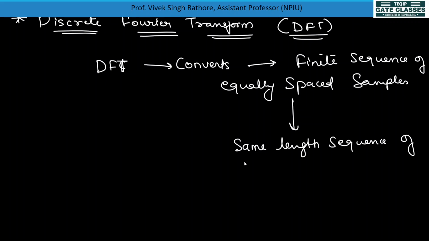of equally spaced samples. So this will be a function of frequency and this will be a function of time. So now what you are getting is that DFT is nothing but a transformation from a finite sequence of equally spaced samples in the time domain to a same length sequence of equally spaced samples in the frequency domain.